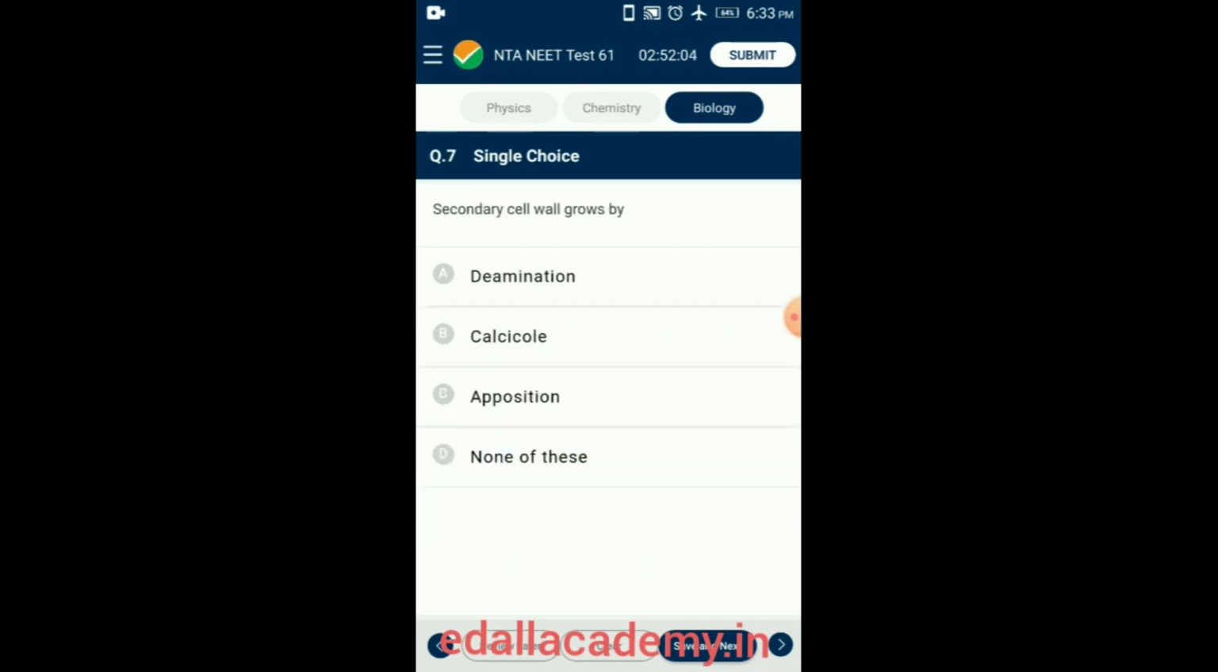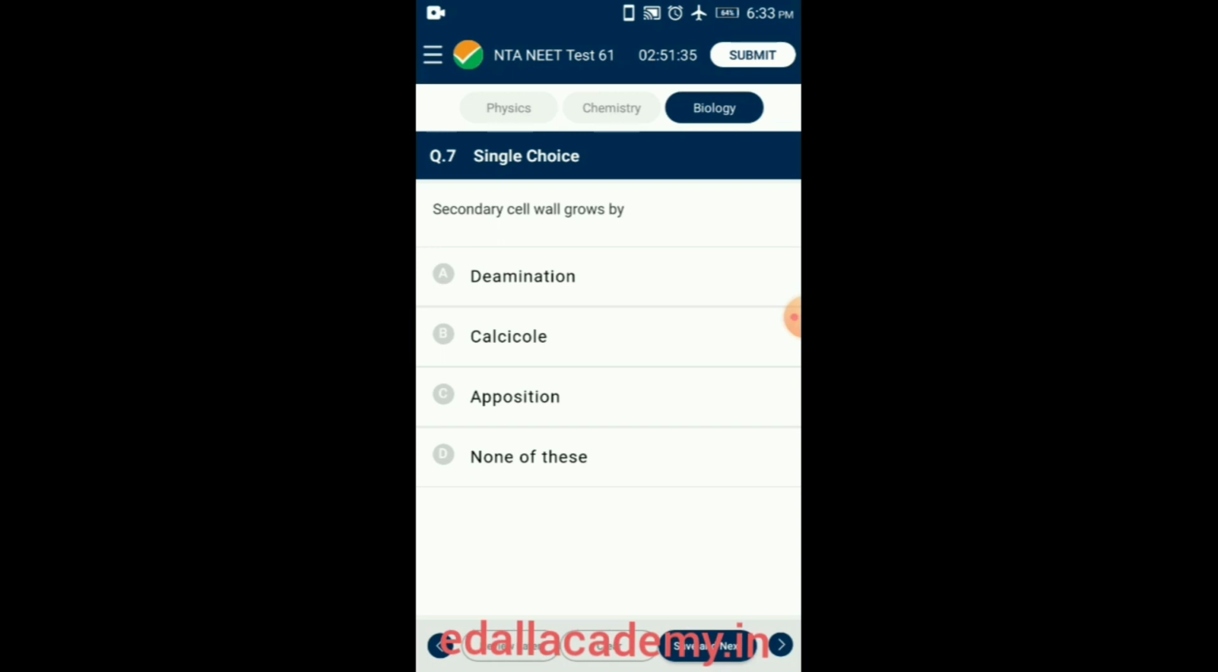Question number 7. Secondary cell wall grows by. In mature cells, more layers of wall material are added internal to the primary wall and they are called the secondary wall. Growth by the addition of new wall material on the primary wall is called accretion. It has more cellulose and less hemicellulose. The secondary wall is thick and rigid.